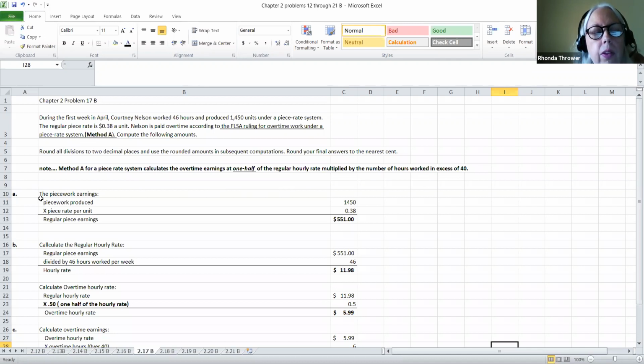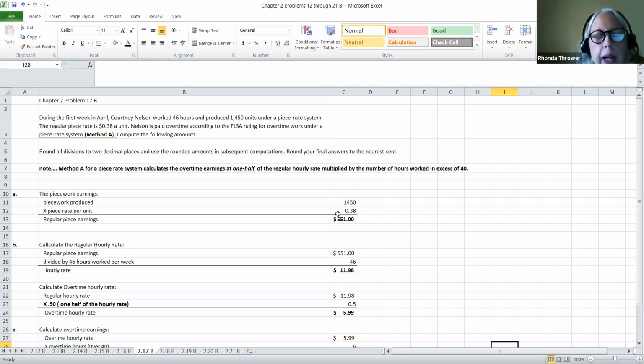In part A of this problem, they want you to calculate the piecework earnings. So what we're going to do is take the number of pieces that we have produced, and for this problem, it stated that this employee produced 1,450 units. I'm taking that straight from the problem, and we're going to multiply that by the piece rate per unit, which is also given at 38 cents in this problem.